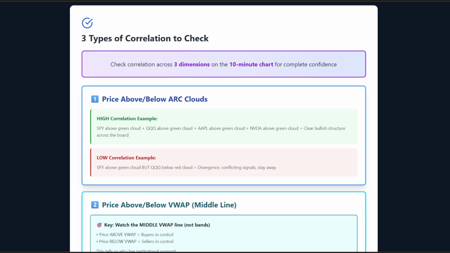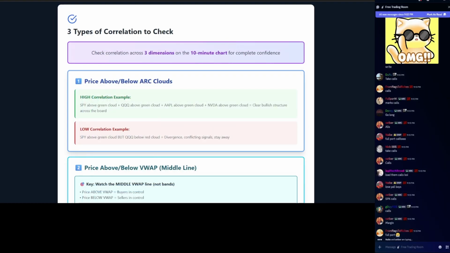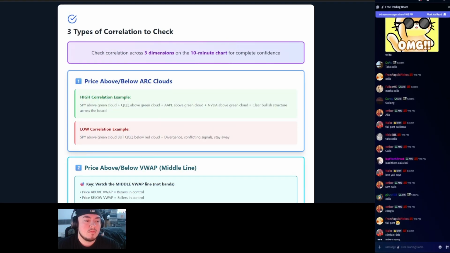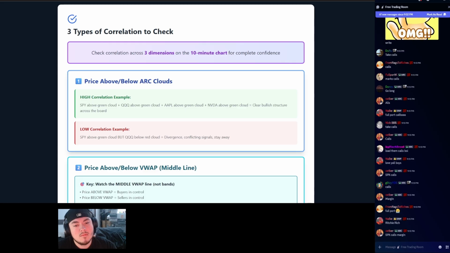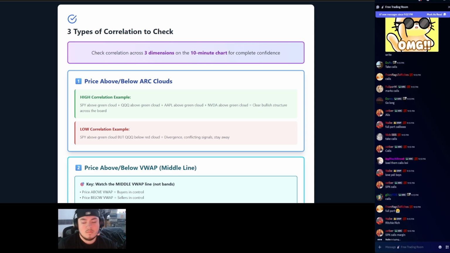You're looking to take calls. You're looking for an entry, either off the cloud, right? Or if you want to get aggressive, maybe off the cloud on a 1, 2-minute, 5-minute time frame, right? The smaller the time frame, the more aggressive with the stop loss you have to be. But we'll go over that in a little bit.